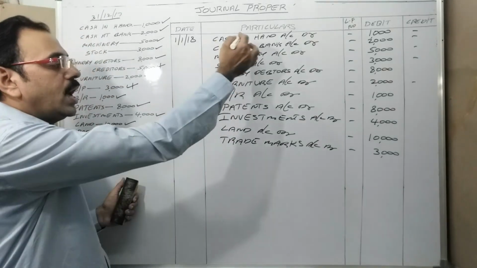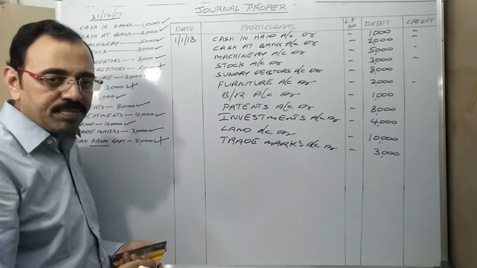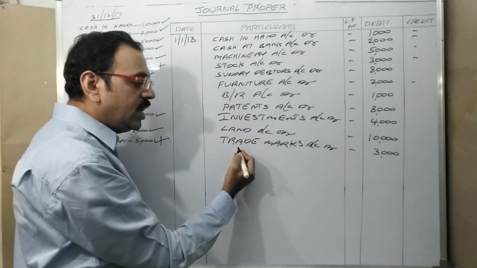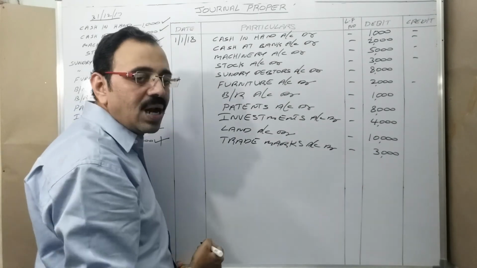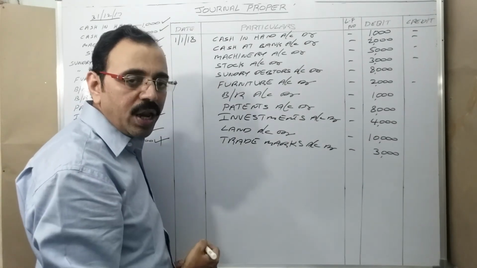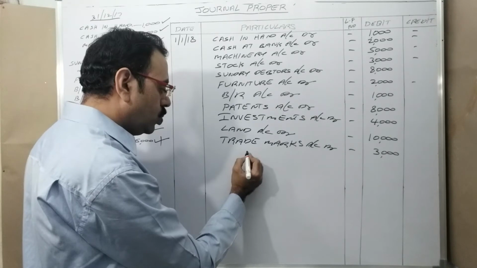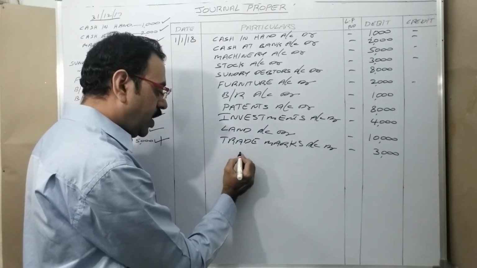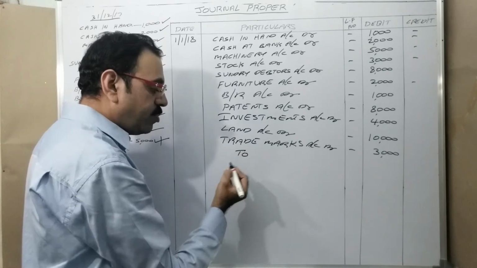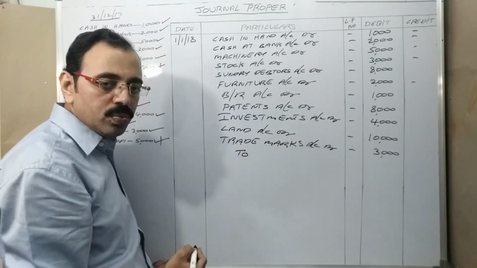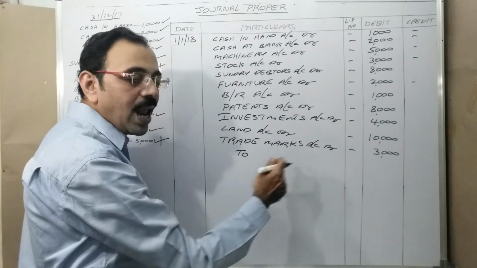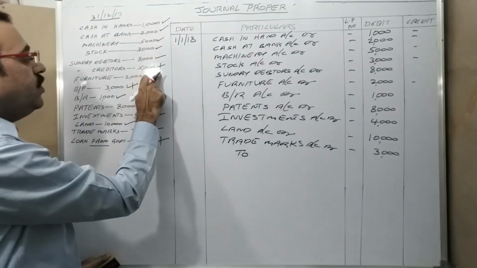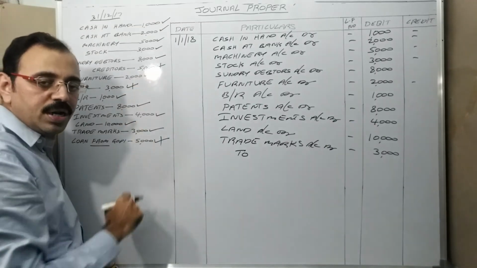Now, all assets we have taken. Then come to liabilities. You know, while writing a journal entry, to start any credit account name, we write "To". While writing "To", what to do? Leave some space, at least 2 letters. From here you start "To". Now write down all liabilities one by one. See here, sundry creditor is one liability.